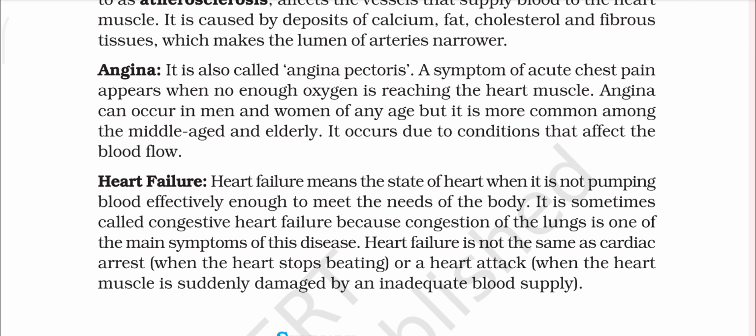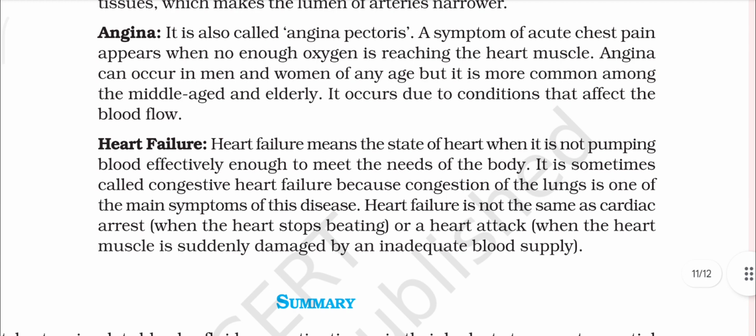Heart failure. अब हम पढ़ेंगे heart failure के बारे में. Heart failure means the state of heart when it is not pumping blood effectively enough to meet the needs of the body. It is sometimes called congestive heart failure because congestion of the lungs is one of the main symptoms of this disease. Heart failure is not the same as cardiac arrest.